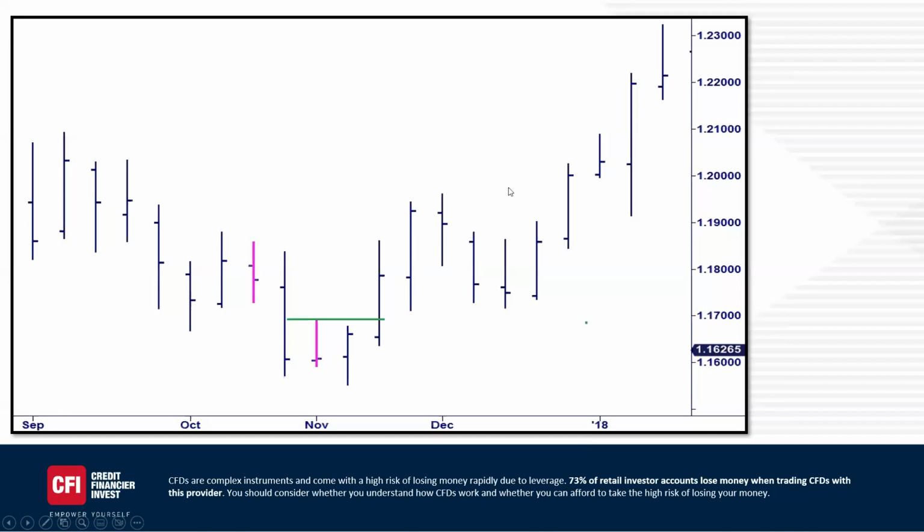Now, again, remember what I was saying about double thrust. Here's that double thrust situation. Close above previous high, close above previous high, time for the market to turn. That happens quite a bit. Okay, so that's that opportunity there.